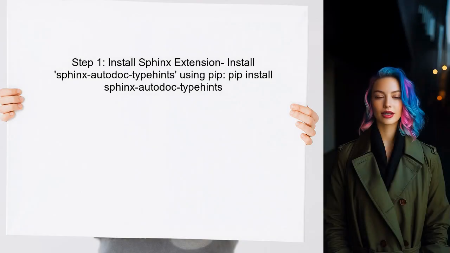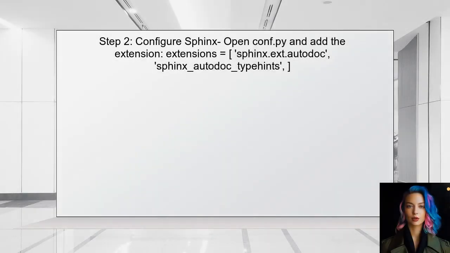To achieve the desired docstring format, the user should first install the Sphinx extension called Sphinx Autodoc Type Hints. This extension allows Sphinx to read type annotations directly from the function signature. Next, the user needs to configure Sphinx to use this extension. This involves adding it to the extensions list in the Sphinx configuration file, which is usually named conf.py.